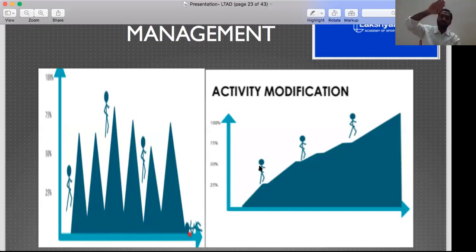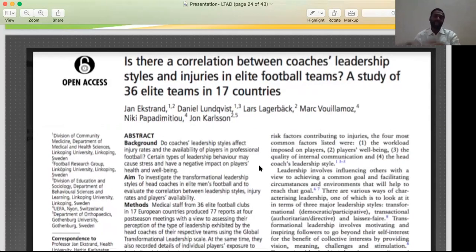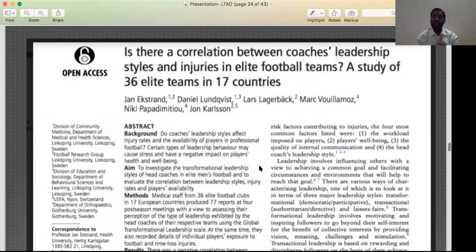There has to be a certain peaking point, and then you need to give a recovery point. That's why post-Olympics, post-World Cup, post-World Championship, any top level athlete needs to go through a resting phase, because he can't keep pushing himself every single day.